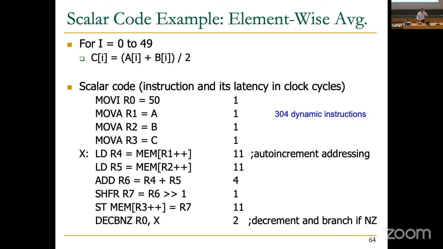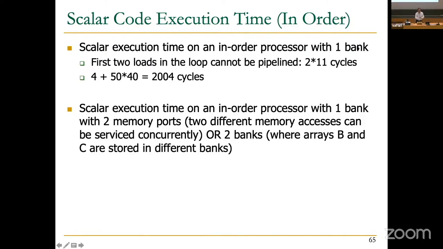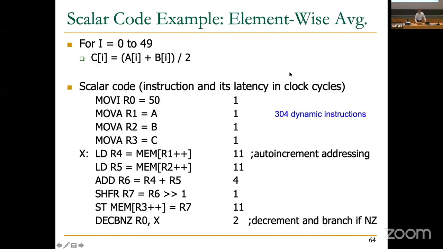But before we get to this, let's do some rough analysis in terms of how long it takes to execute this code on a scalar, in-order processor with one bank. Monolithic memory, basically. Essentially, if you have monolithic memory, the first 2 loads in the loop cannot be pipelined. So each of them takes 11 cycles. And roughly, the entire loop takes the sum of these cycles over here. So it's really 22, 26, 27, 29, 40 cycles. You could potentially pipeline this branch, but eventually you need to resolve it. Okay, let's take 40 cycles for the loop.